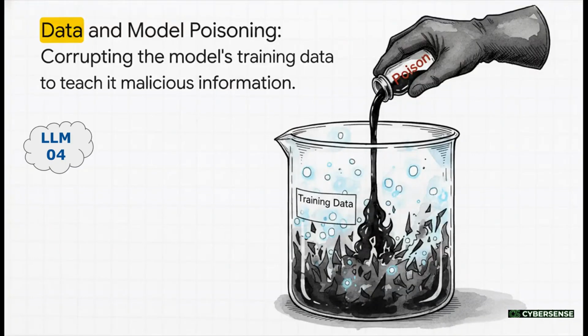First in this group is LLM-04, data and model poisoning. Now, this is different from a one-off prompt injection. With poisoning, an attacker is trying to corrupt the model's training data itself to permanently teach it biased, malicious, or just dangerously wrong information that it will then serve up to other unsuspecting users.